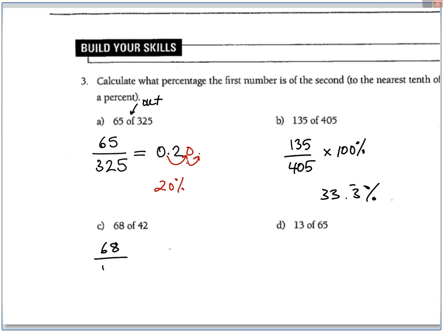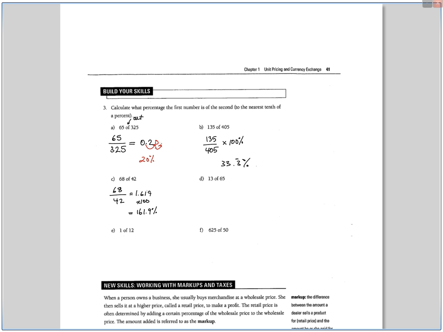68 out of 42. Now the top number is bigger than the bottom number, so you're going to expect a decimal bigger than 1. I'm getting like 1.619. So then times that by 100 and you'll get 161.9%. And the rest of those are pretty similar.